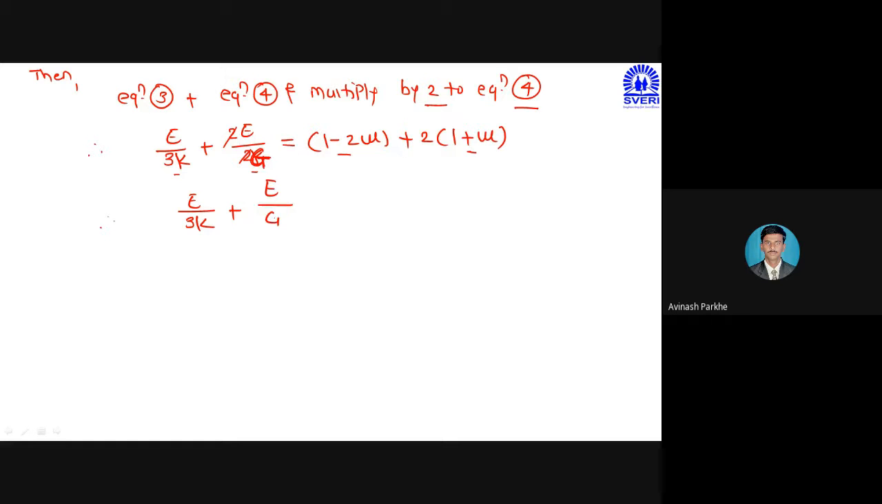upon G is equal to 1 minus 2 mu plus here 2 into 1 2 plus 2 mu. So you will get the final term E upon 3k plus E upon G is equal to 1 minus 2 mu plus 2 plus 2 mu. So at the right hand side, this is minus 2 mu, this is plus 2 mu, it will get cancelled.